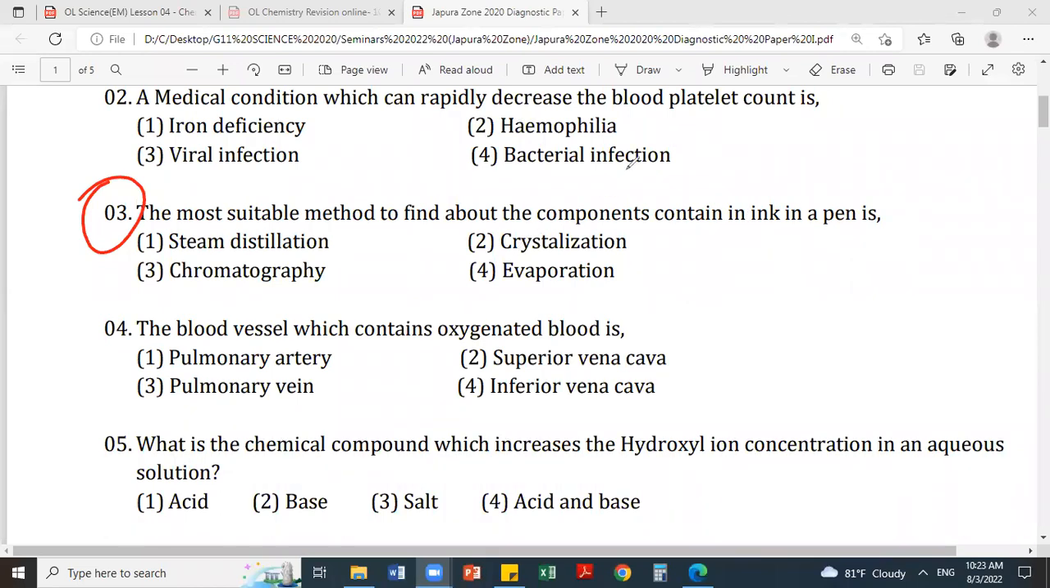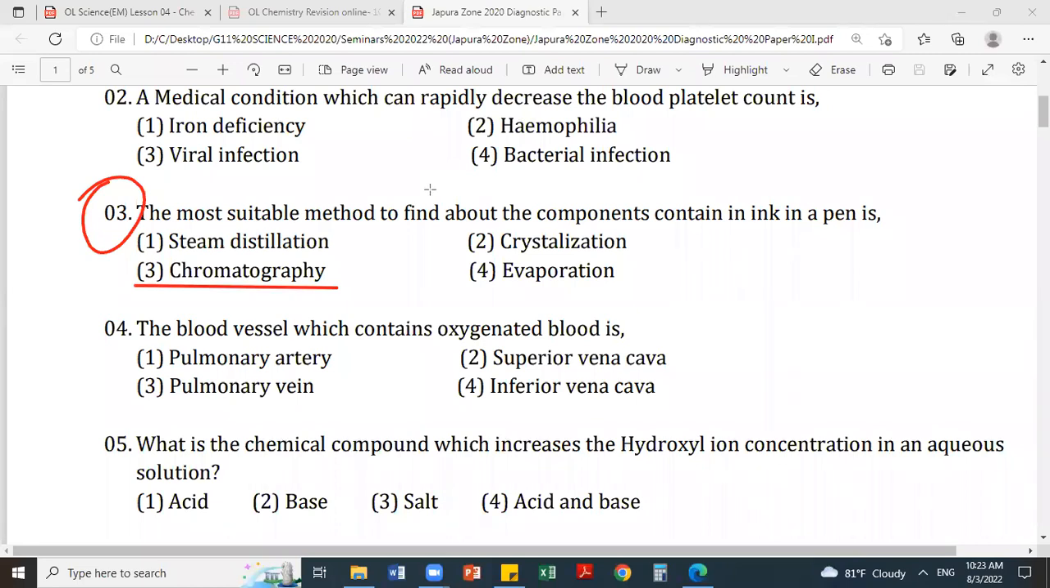The answer is 3, chromatography. In Sinhala we call it Varnaleka. So from the word itself you can understand chromatography. If the components of the mixture are non-volatile, they can be separated by this method. Non-volatile components in a mixture can be separated by this method, called chromatography.